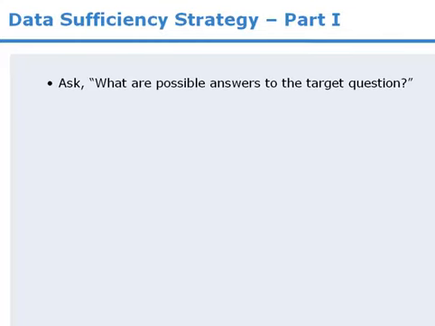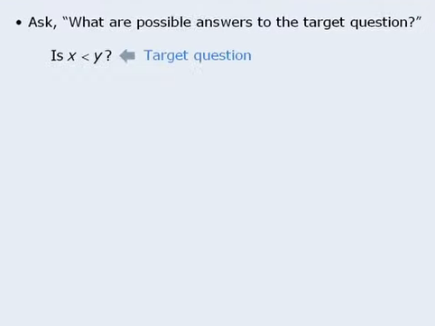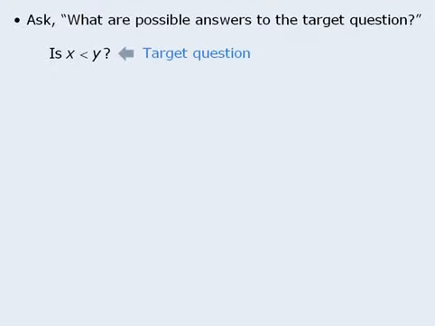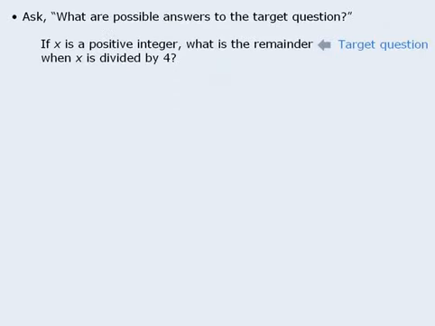In other words, for any target question, there will be more than one possible answer. Your task is to determine whether each statement provides enough information to reduce the list of possible answers down to just one answer. So, it's a good idea to know the range of possible answers to the target question before examining the statements. For example, if the target question is x less than y, there are only two possible answers, yes or no. So your goal will be to determine whether each statement reduces these two possible answers down to just one definitive answer.